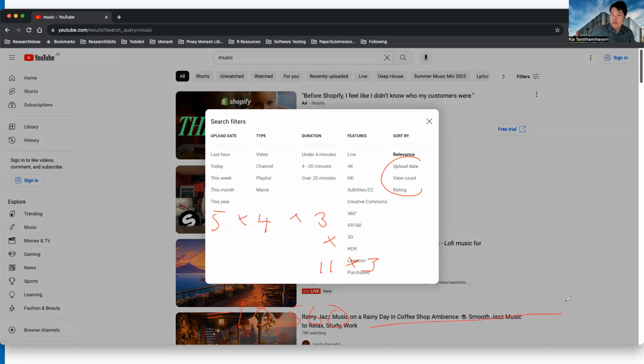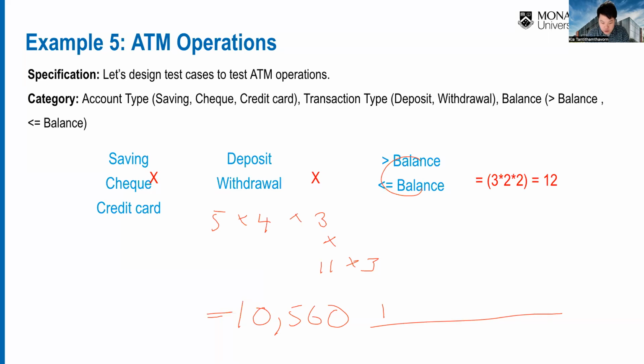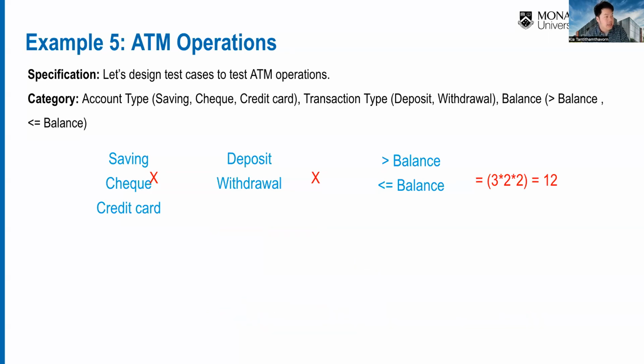This is the total number of combinations that we need to test just for the YouTube search filter. Can we do that or not? Probably no, right? Let's say it takes 1 second for each test. I'm gonna translate that into hours. Seconds to hours. It will take 2.9 hours just to test all of the combinations here. That's too time consuming. That's why we need another approach to reduce the number of test cases.